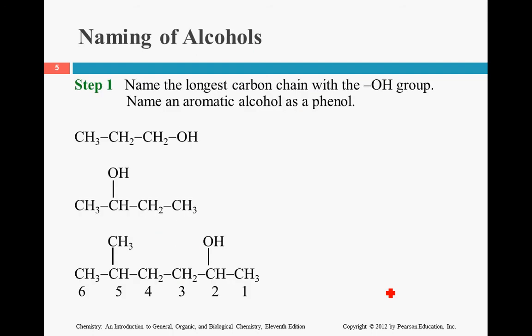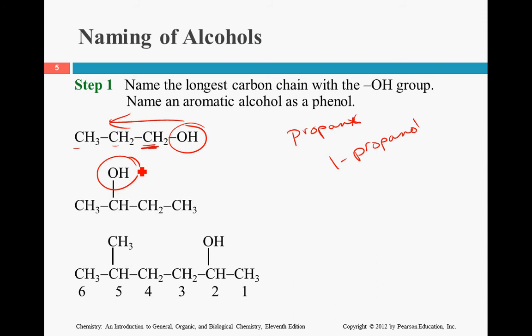So let's practice some naming. There are 3 carbons here. That means prop is the base of it. They're all single bonds, so propane. However, the OH group means that we're going to drop the E and make it propanol. It's on the first carbon here if we count from right to left. So it's 1-propanol.